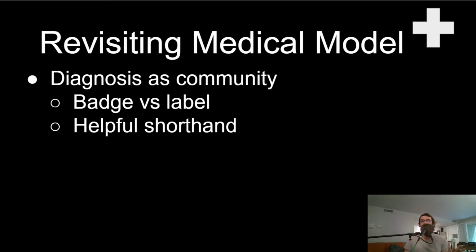Medical diagnosis can be extremely powerful for folks. Tom Shakespeare, who we'll talk about later, gives this incredible difference between a badge versus a label. A label is something that is given by someone in a position of power in the medical community, and a person is labeled different or as such. Whereas a badge is like, oh, I've been feeling this meaningful difference in my life from my peers, and I finally have the language now to talk about it. I am proudly a person with this thing.